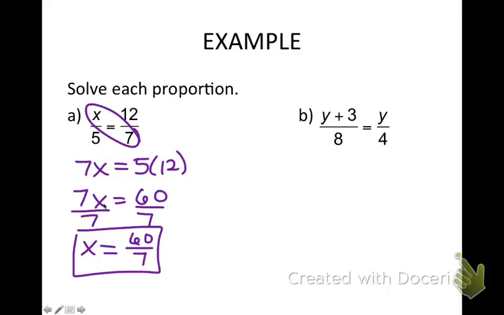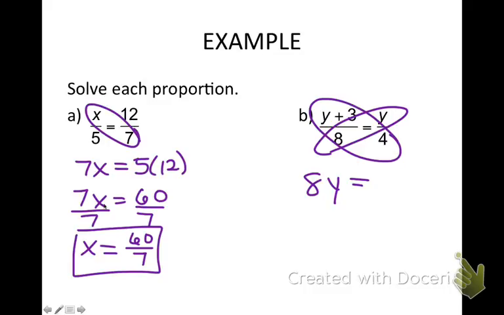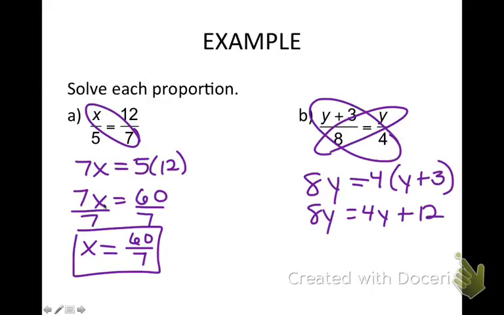This cross product is the easiest one. 8 times y just gets us 8y. But now it happens on the other cross product. You have to make sure you multiply 4 to both the y and the 3. Errors occur when you just multiply the y by 4. So now we get 8y equals 4y plus 12. Subtract 4y. I like that idea. 4y is equal to 12. Dividing it gets us y is equal to 3.